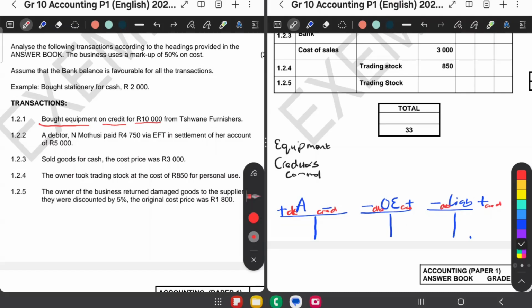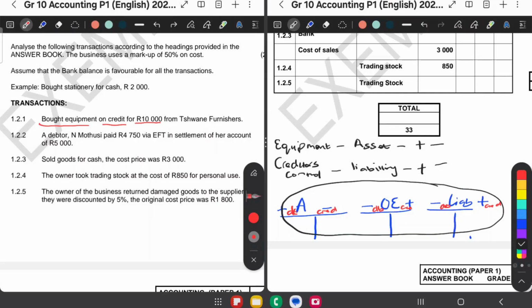Now what I'm going to do with this is first classify the accounts. Equipment is an asset, and creditors control is a liability. Then I ask myself, if you buy equipment, does your equipment get less or more? Your equipment gets more. And if you buy on credit, does the business owe more money or less money? The business will owe more money. So that's a plus.